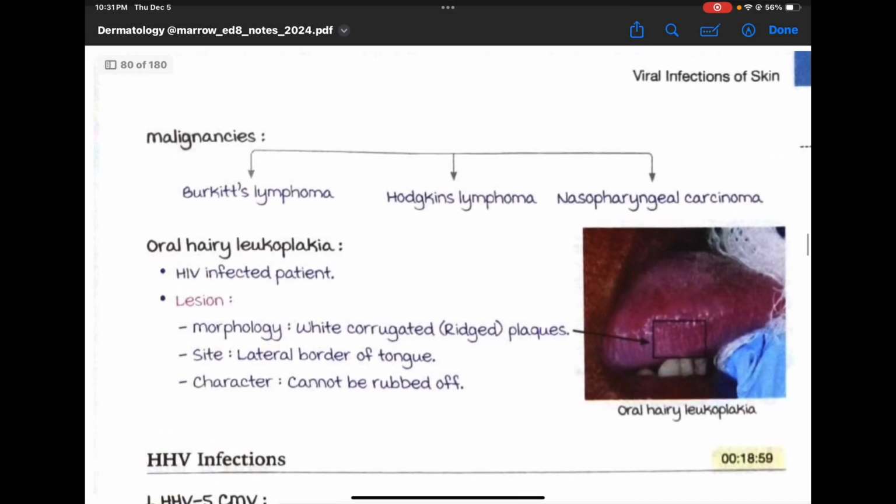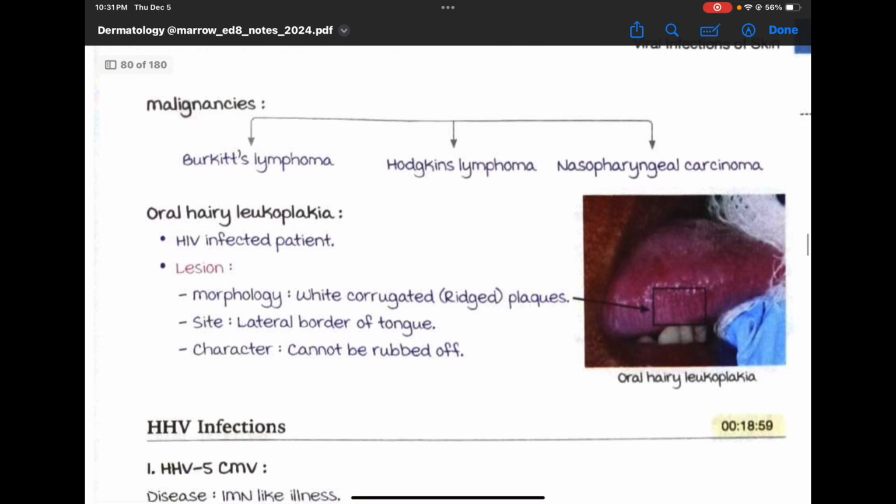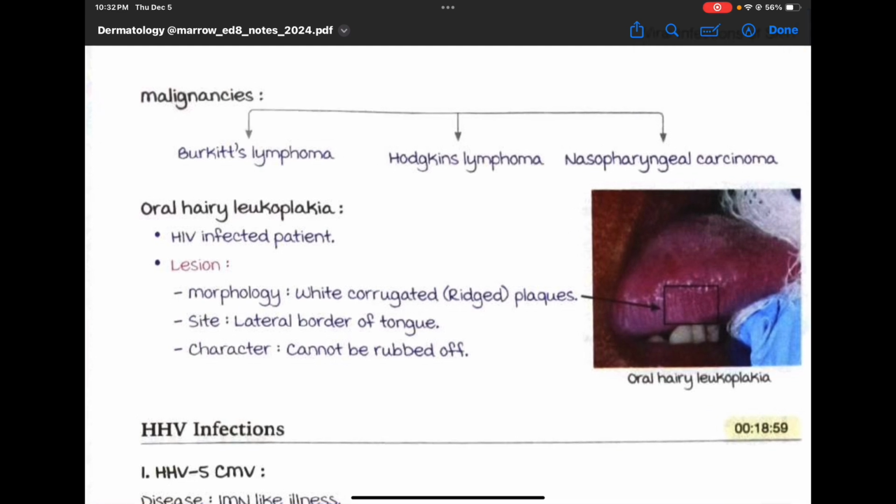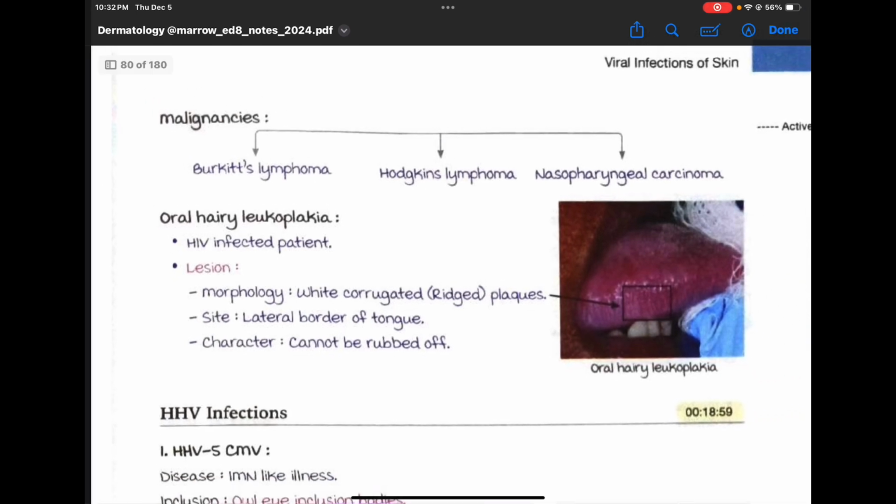Malignancies caused by Epstein-Barr virus: Burkitt's lymphoma, Hodgkin's lymphoma, nasopharyngeal carcinoma, oral hairy leukoplakia. I never liked this word. So it happens with HIV infected patients. Lesion: white corrugated rigid plaques. Site: lateral border of tongue. Character: cannot be rubbed off.